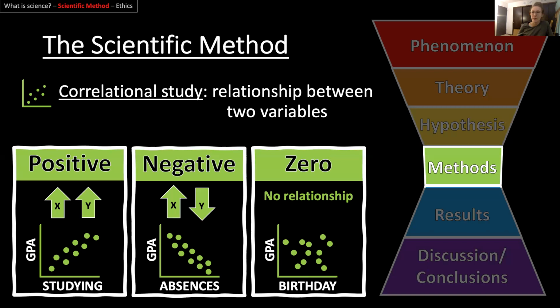One more just to kind of think about, GPA is a common other kind of factor we look into. So positively correlated would be studying and GPA. The more you study, the higher your GPA. Negative might be absences. So the more absences you have, the less class you go to, the lower your GPA. And zero relationship, when your birthday falls, if you're a late birthday or an early birthday, it doesn't really affect your GPA at all. So there's no relationship there.